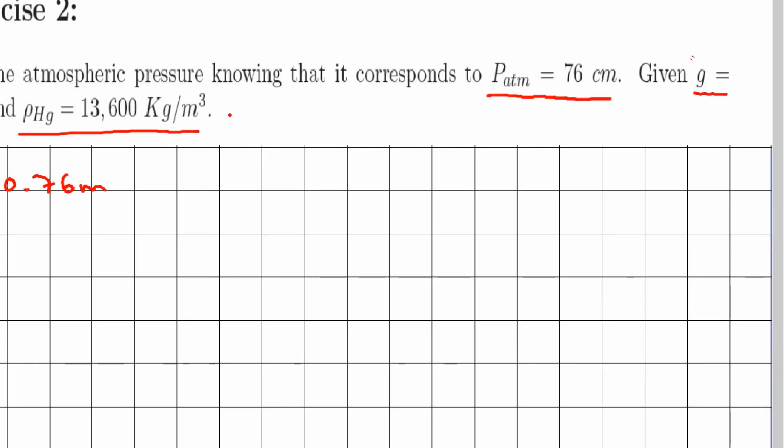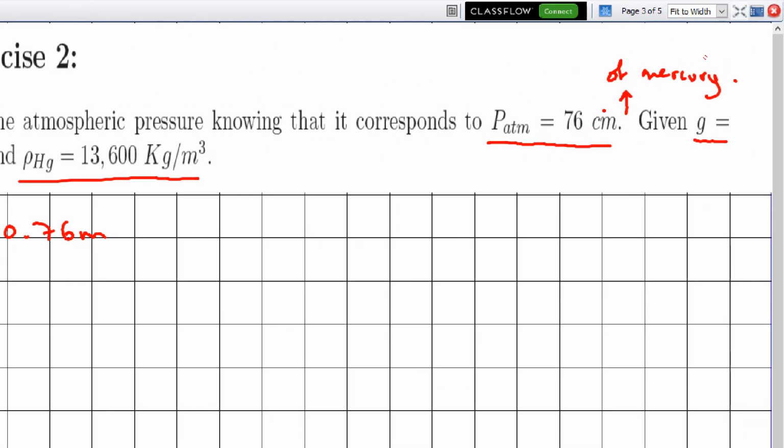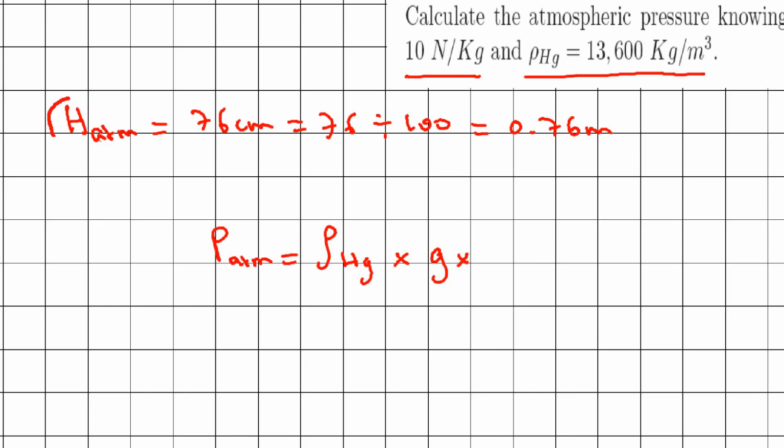So they are telling me that the atmospheric pressure corresponds to P atmosphere equal to 76 centimeter. Here for sure they must have mentioned of mercury, so the liquid we are using is mercury. If we determine the pressure exerted by 76 centimeter height of mercury, then we have determined the atmospheric pressure. Then the atmospheric pressure is equal to the pressure exerted by a 76 centimeter column height of mercury. So the density we are using is that of mercury, denoted by rho Hg, multiplied by the value of G, which is 10, multiplied by the atmospheric height, which is H atmosphere.